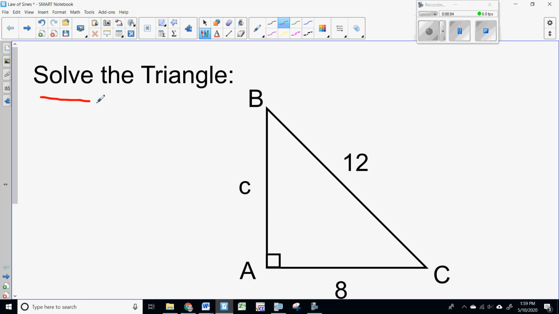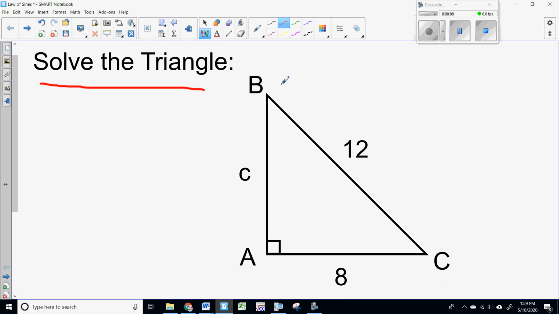Recently, we have been looking at solving triangles, and specifically right triangles, and we would look at something like this, where we would try to find all three sides and all three angles. For example, here, I could say cosine of C is 8 over 12, and then we talked last time about how to use inverse to be able to find the angle.